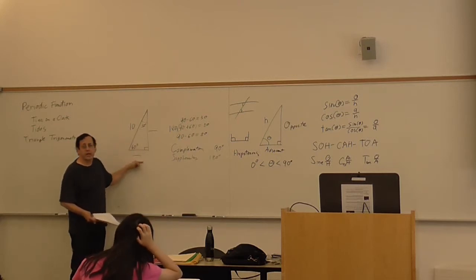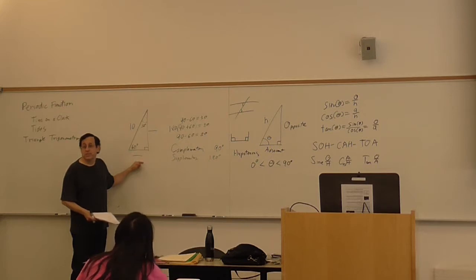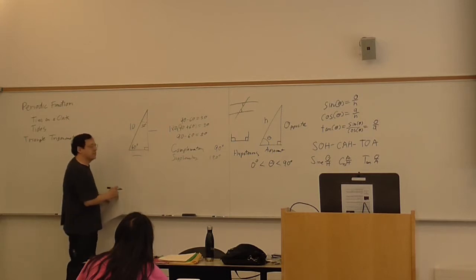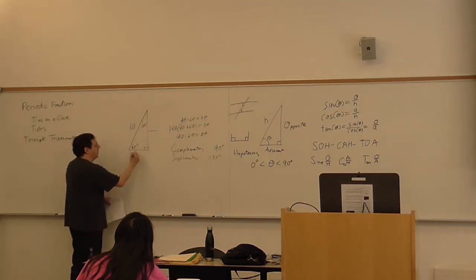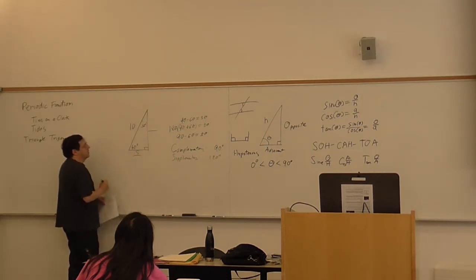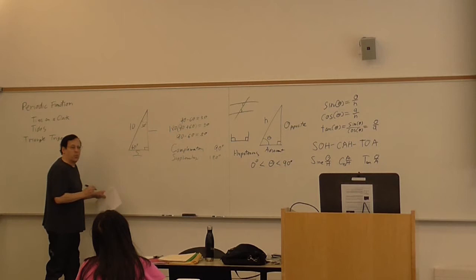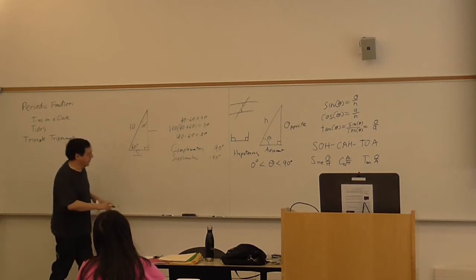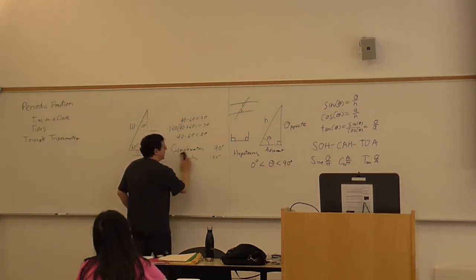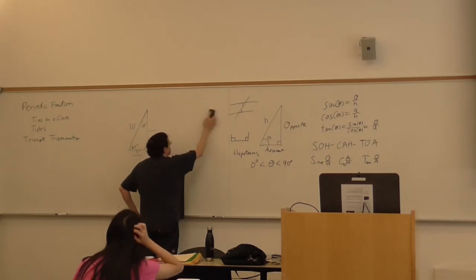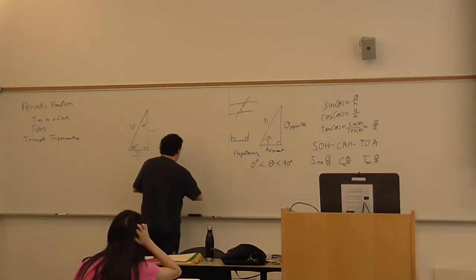So in a 30, 60, 90 right triangle, the hypotenuse has a ratio to the shorter leg. Does anyone know what that is? Yes? 2. Yeah, it's half. We'll get to the third leg in a second, but this is so straightforward, I think you should know this.